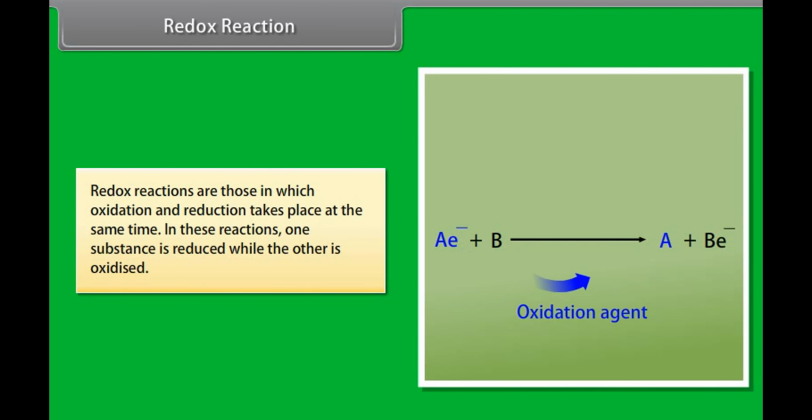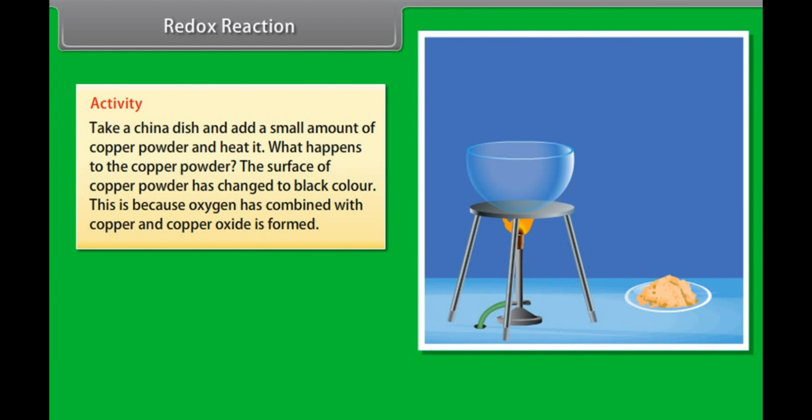Redox reaction. Redox reactions are those in which oxidation and reduction take place at the same time. In these reactions, one substance is reduced while the other is oxidized. Activity. Take a china dish and add a small amount of copper powder and heat it. What happens to copper powder? The surface of copper powder has changed to black color. This is because oxygen has combined with copper and copper oxide is formed.